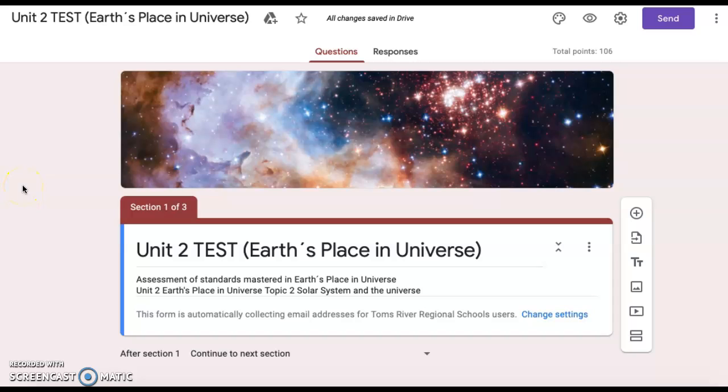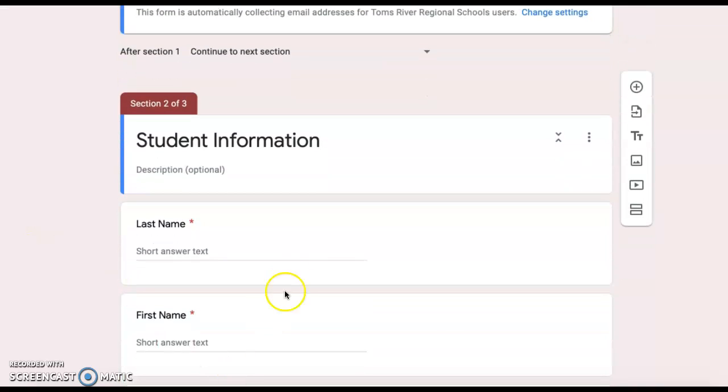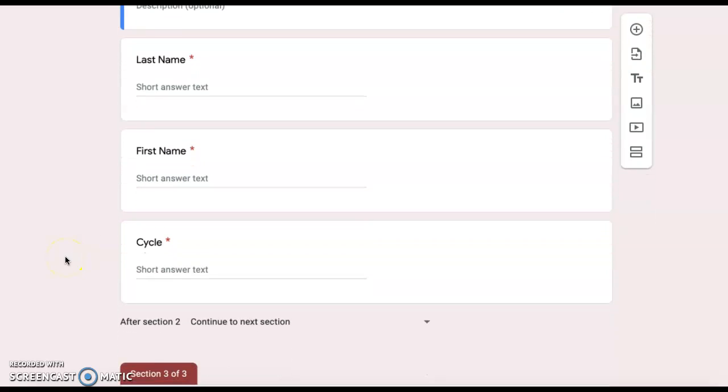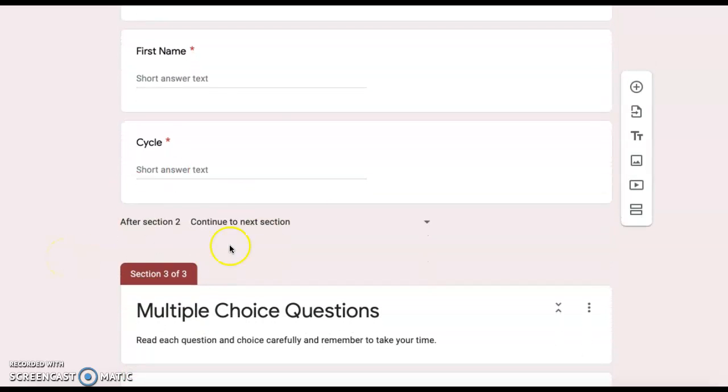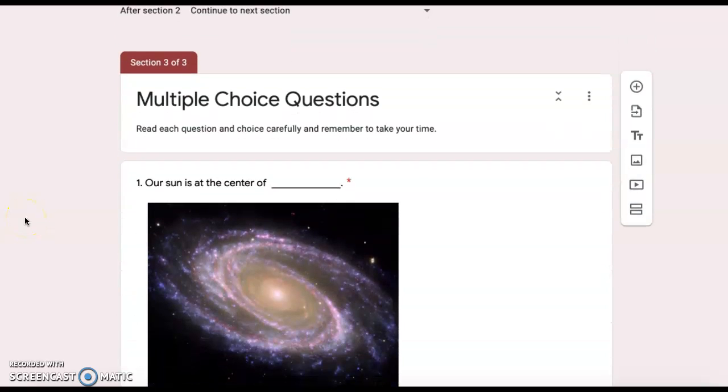Unit 2 test, Earth's place in the universe. First, type your last name in the box here. Next, type your first name in the box here. Now you will select your cycle number. Multiple choice questions. Read each question and choice carefully and remember to take your time.